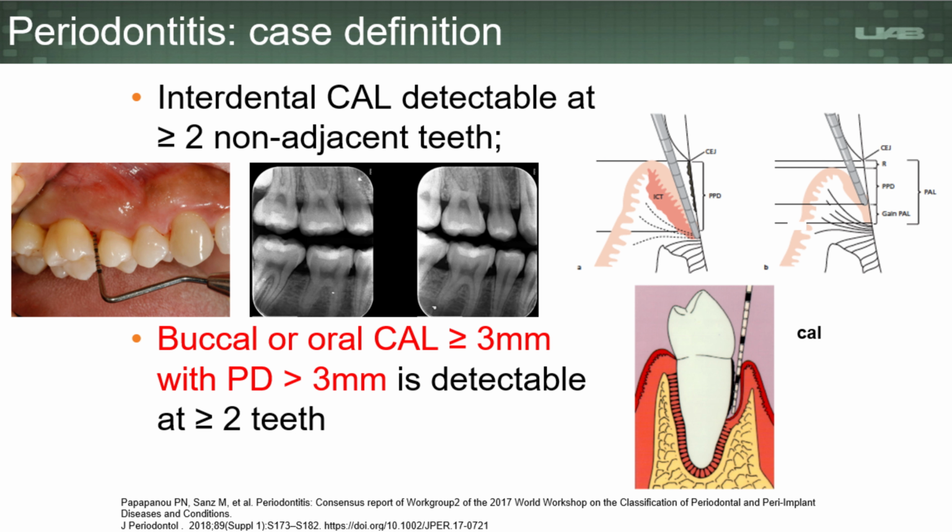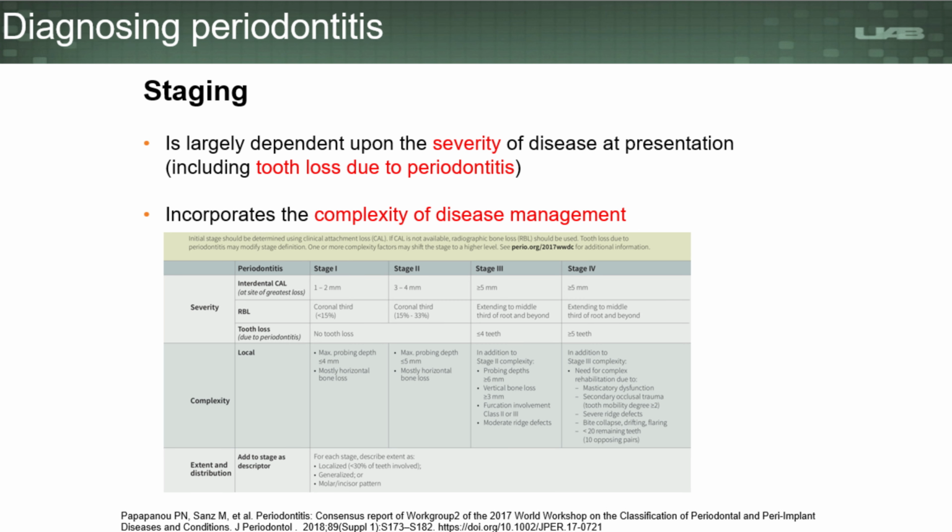So in our assessment of periodontitis, it has to be attachment loss or bone loss associated with inflammation. What we now do is once we've established a patient has that, we're going to take that periodontitis diagnosis and further look at how complex that disease is and how severe the disease is at presentation to further stage the disease.